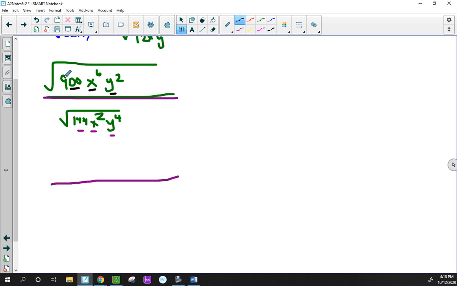We're going to go ahead and type this in our calculator if we need to. Square root of 900. And you should have gotten a 30 for that. The square root of x to the 6th is x to the 6th divided by 2, which is x cubed. The square root of y to the 2nd is y. Denominator, square root of 144 is just 12. The square root of x to the 2nd is x. And the square root of y to the 4th is y to the 2nd.